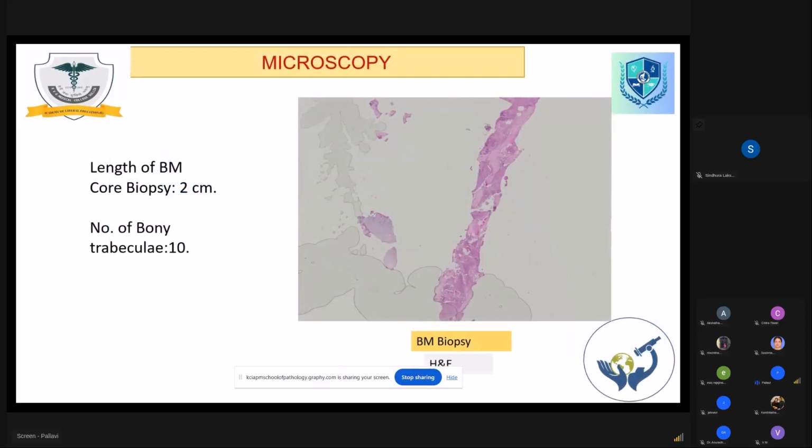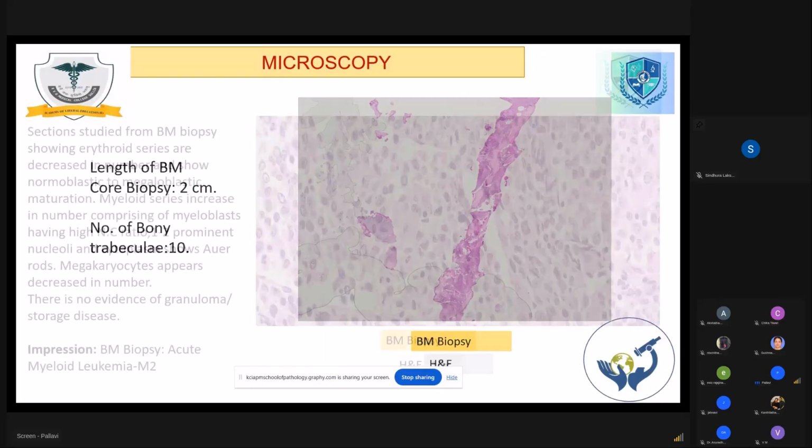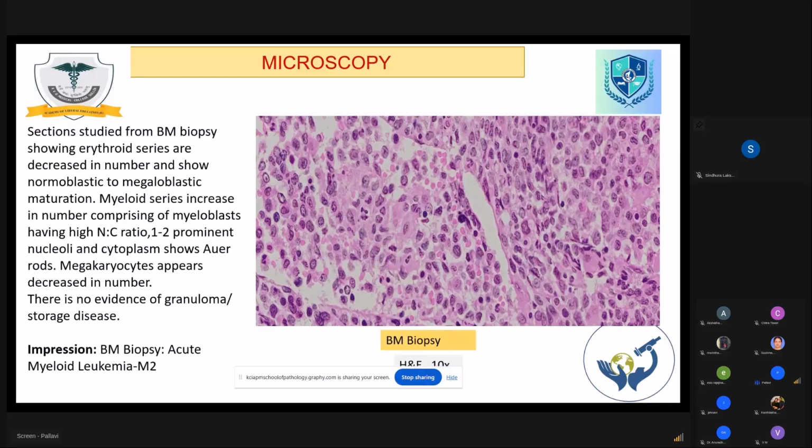Then we were provided with bone marrow biopsy. The length of bone marrow core biopsy was 2 cm and number of bony trabeculae was 10. On the microscopy of bone marrow biopsy, it was showing erythroid series decreased in number and showing normoblastic to megaloblastic maturation.